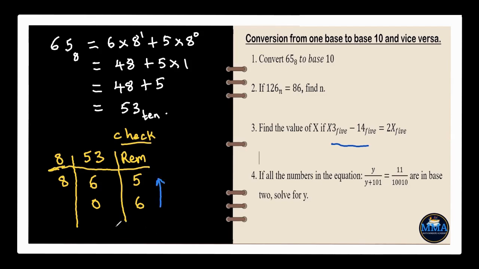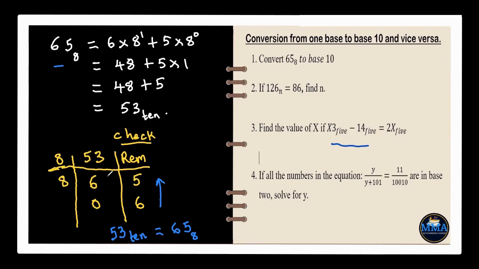Our answer, when we convert 53 base 10 to base 8, if we move from down up, it gives us 65 base 8, just like we had it before. So we can see that this conversion is actually correct. So 65 base 8 is equivalent to 53 base 10. So we are going to proceed to question number 2.